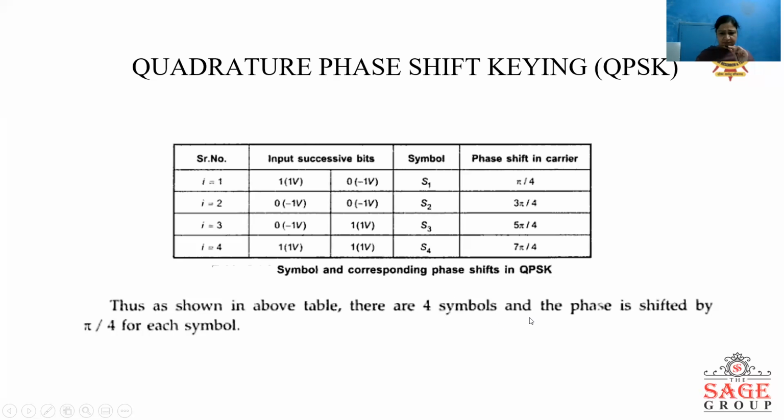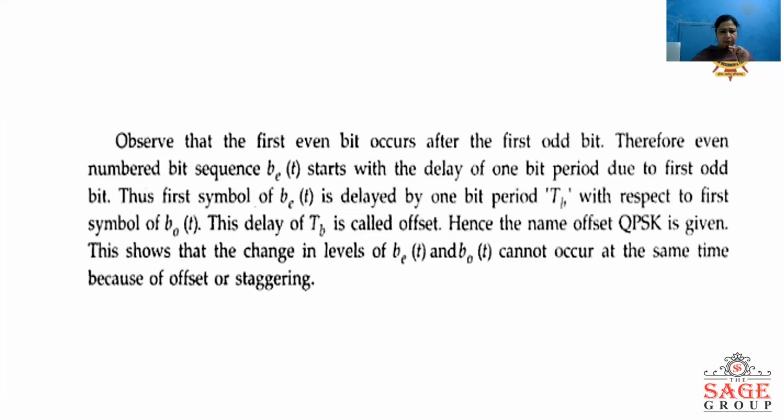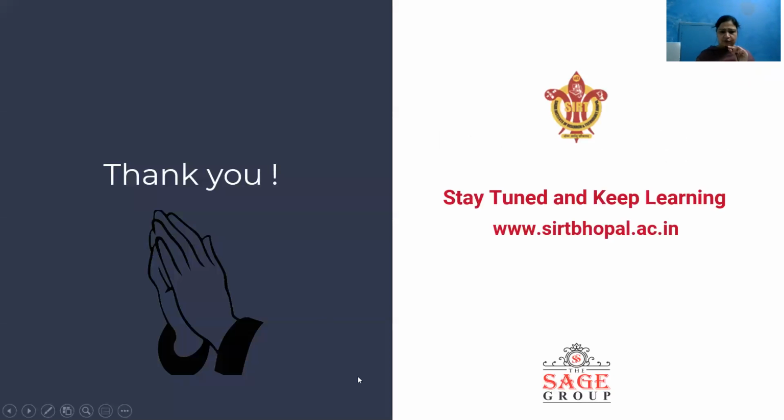So there are four symbols and the phase is shifted by 45 degrees or pi by 4 for each symbol. So for S1 we have phase shift pi by 4, for S2 3 pi by 4, S3 5 pi by 4 and S4 we have phase difference of 7 pi by 4. And since here B0T or BET cannot change at the same time, this QPSK system is known as offset QPSK system. Now this is all for today's lecture.